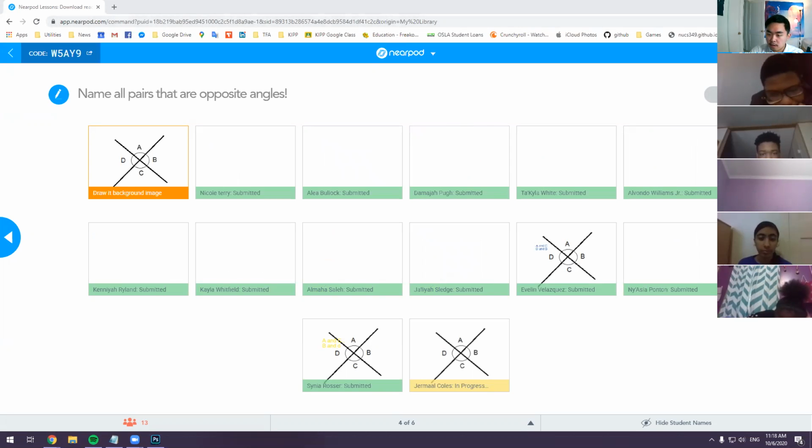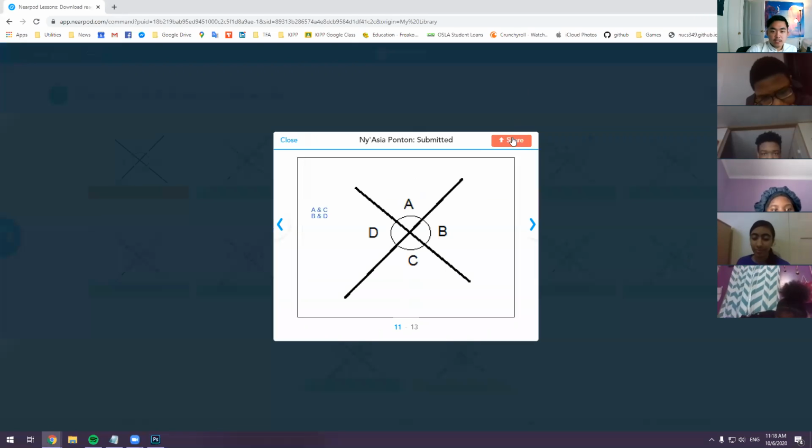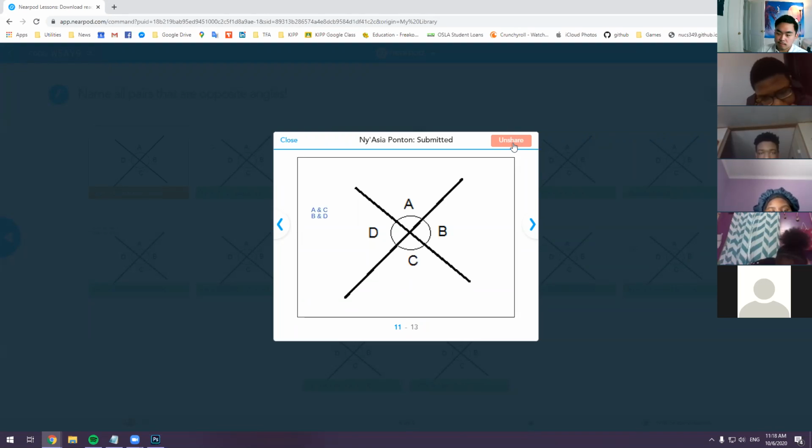Sweet. Let's hear from Nyasia. Could you share what are the two opposite pairs you found? The two opposite pairs I found were A, C, and B and D. Okay. And how did you know those were the pairs? Oh, because they are right across from each other and they have the same degrees. Yeah, exactly. Very nice.